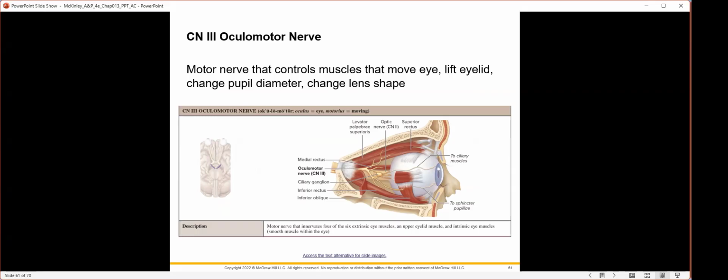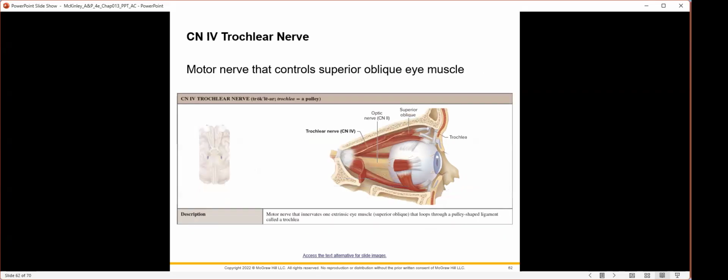I am putting special focus on this because the oculomotor nerve, cranial nerve 3, is not the only nerve that moves muscles of the eye, which we'll look at. This next nerve also does this. This is cranial nerve number 4, trochlear nerve, and it controls a specific muscle of the eye, which is the superior oblique eye muscle. And we can see that right here.